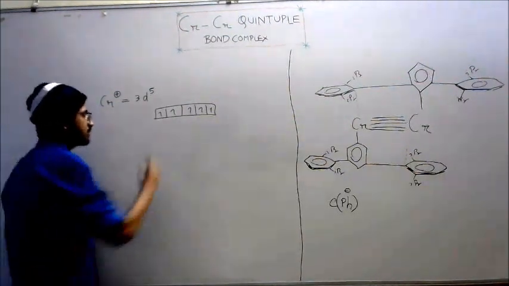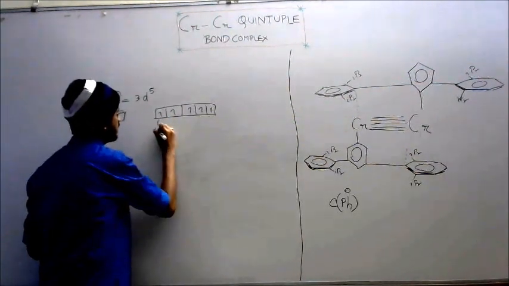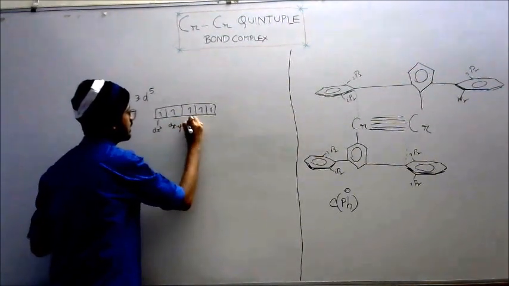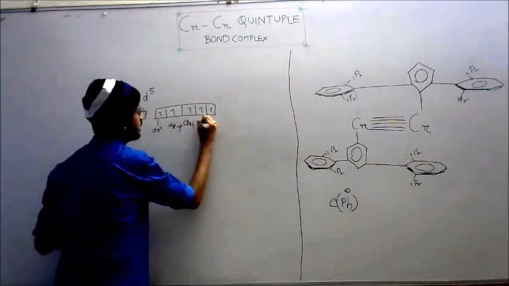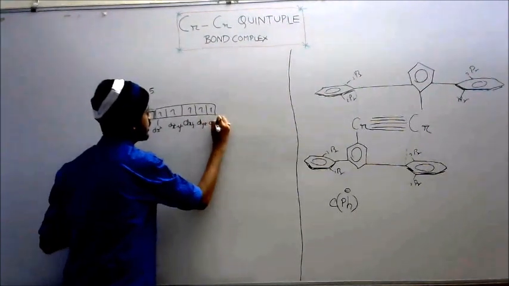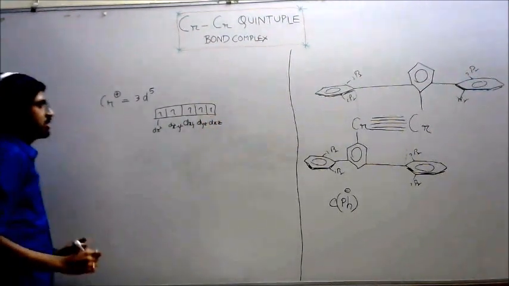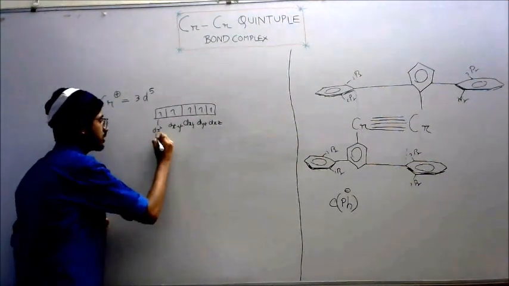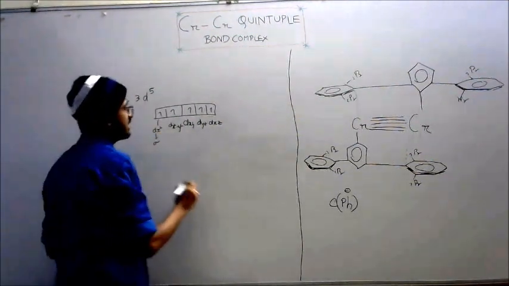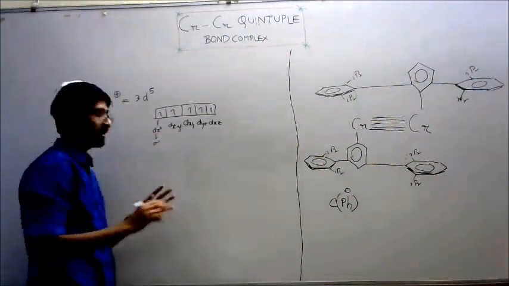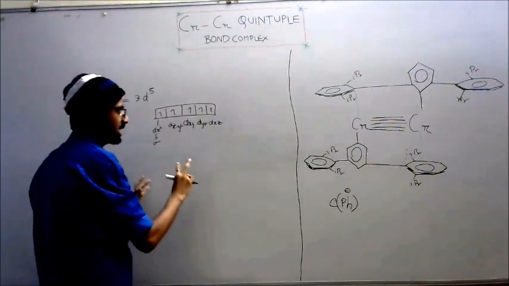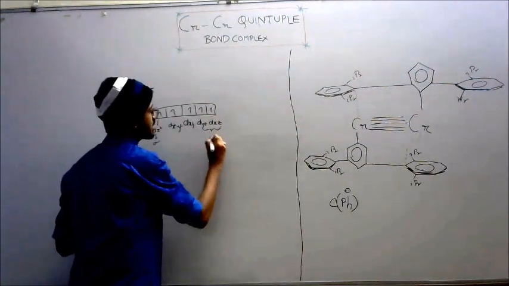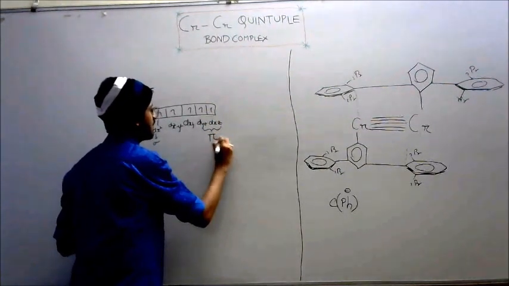Now, as we can see, this is the dz square orbital, dx square minus y square orbital, dxy orbital, dyz orbital, dxz orbital. So we know that this dz square orbital will be contributing to the formation of a sigma bond. Similarly, the other two orbitals which are present in the internuclear axis, that is the yz and the xz orbitals, will contribute with side-on overlapping to form the pi bonds.